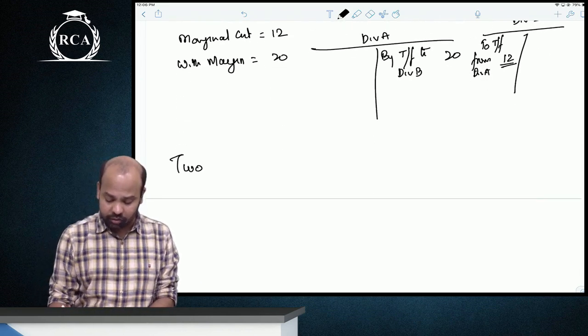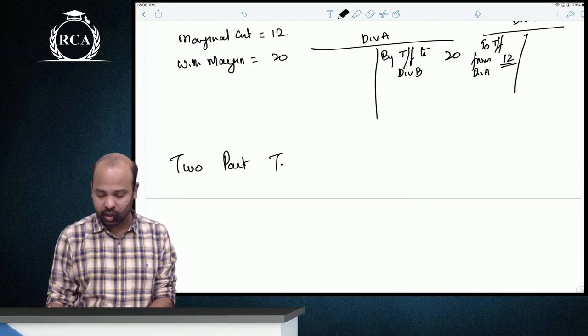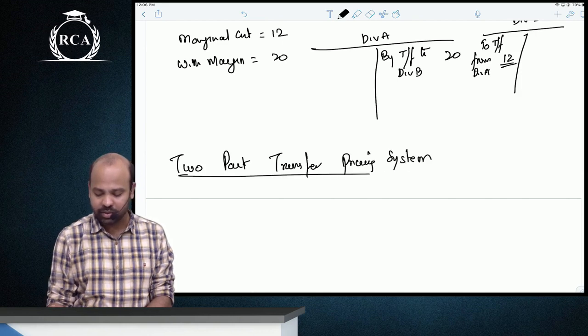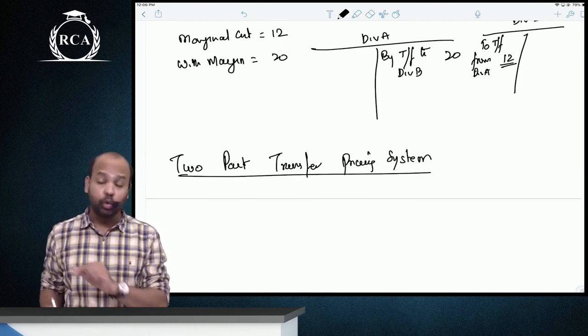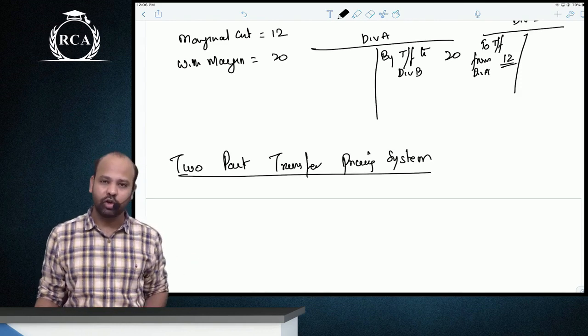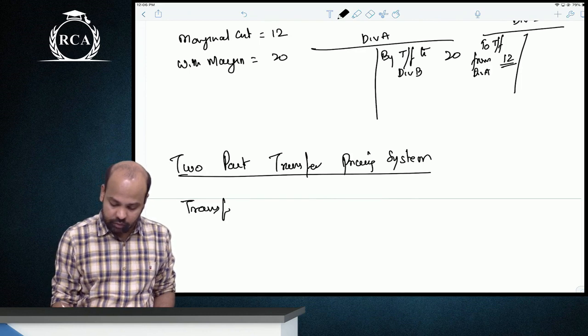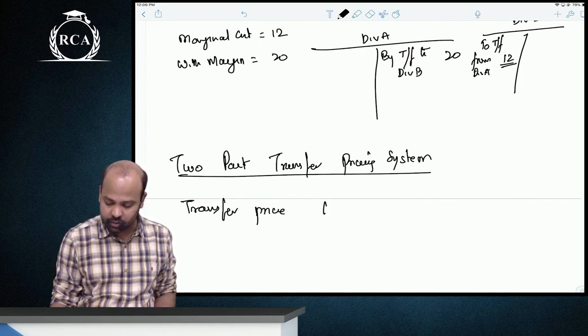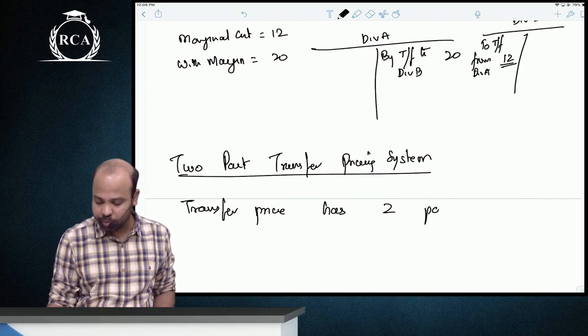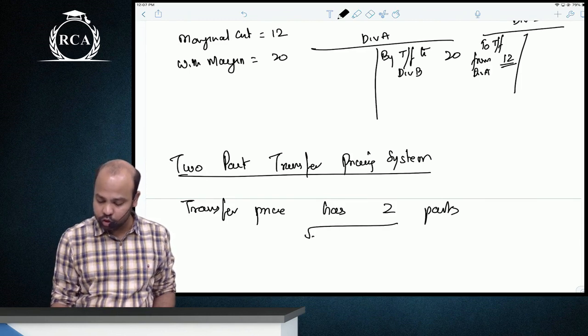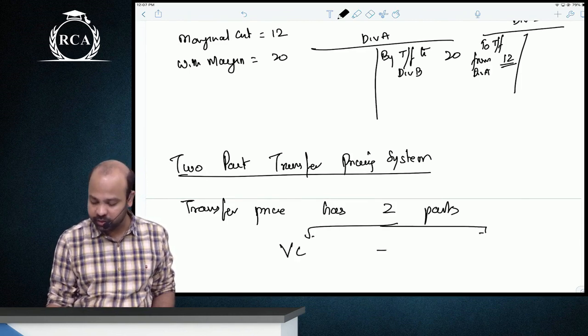Like dual rate transfer pricing system, we have two-part transfer pricing system. Like how we have dual rate transfer pricing system, two-part is not two rates. The transfer price has two parts. And those two parts are variable cost plus a lump sum consideration.